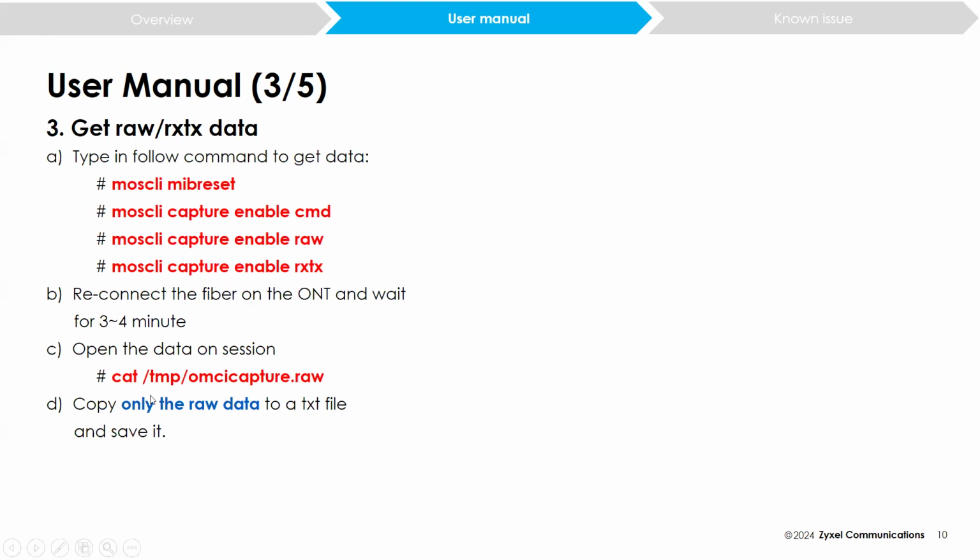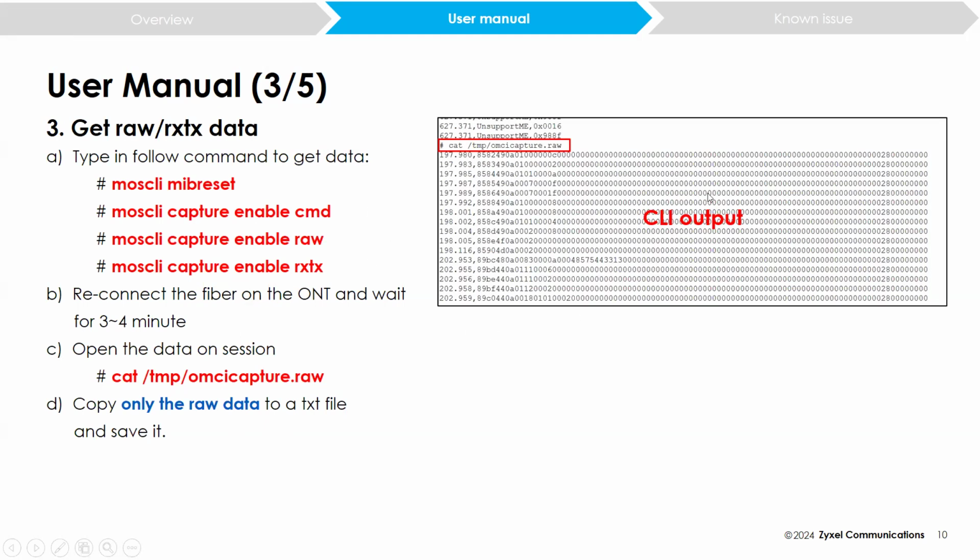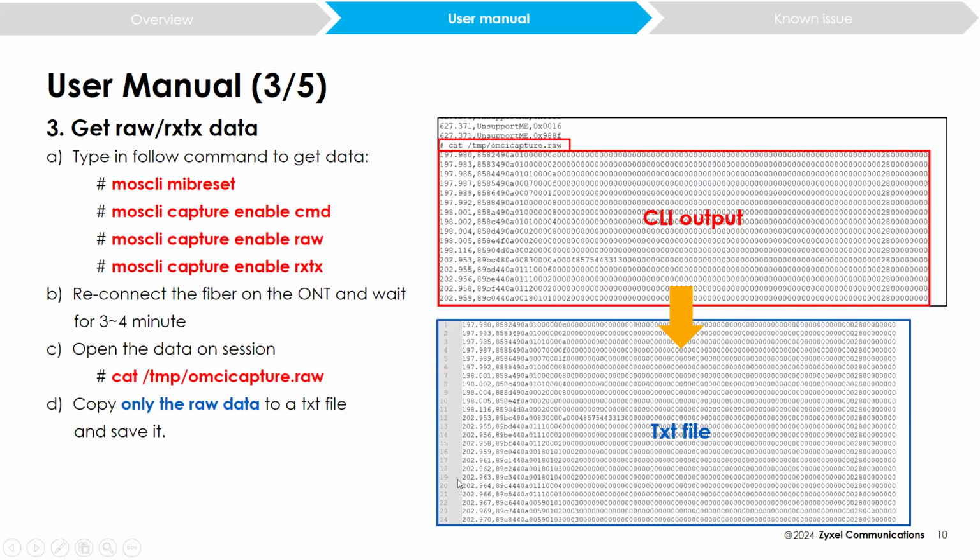Okay, so when the data transmission between the OLT and the ONT is finished, then we use the cat command to capture the OMCI data we just captured through the commands here. And the output of the command will show like this. And we need to copy only the raw data here into a new TXT file and save it, because we will use this file to import back to our JODD tool to help us draw the data graph.